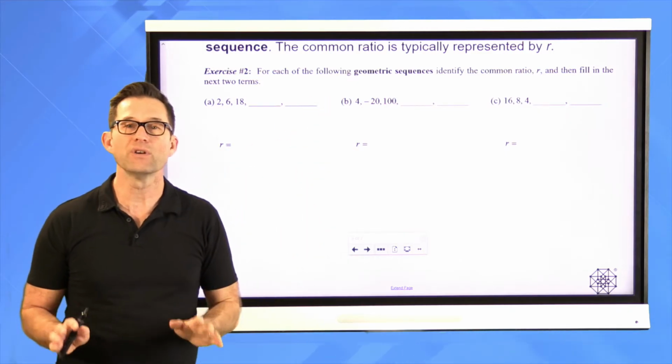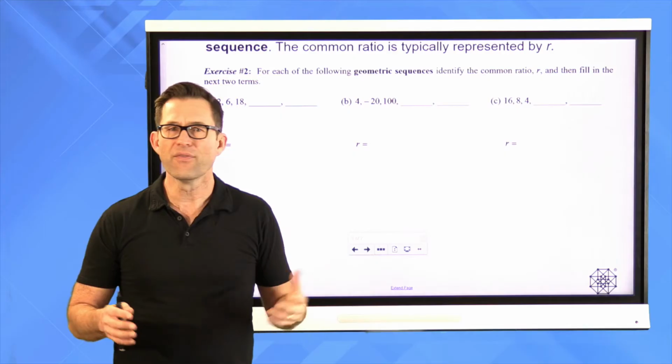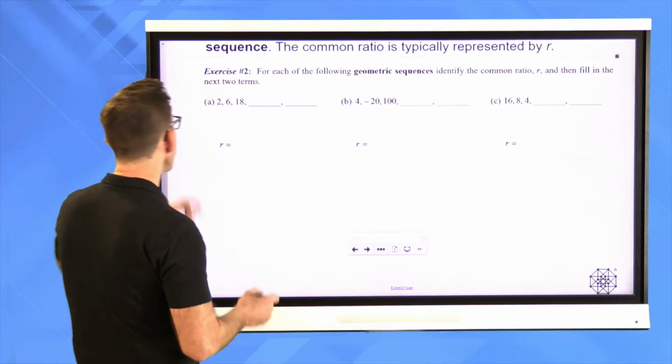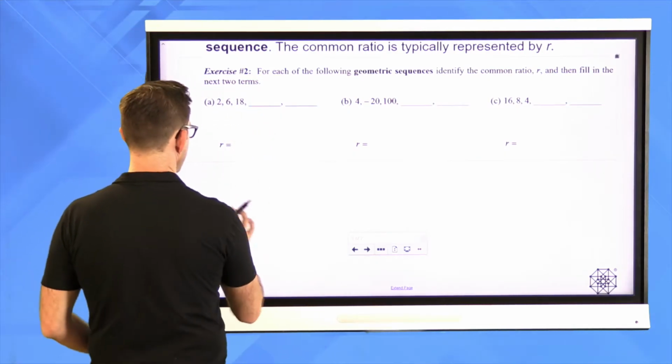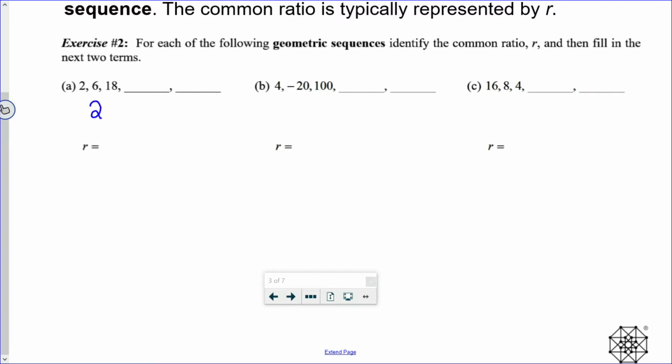And I really want you to understand, right? Let's talk about letter A. I could think about it as, well, I have to do 2 times r to get 6. So what is r equal to? r is equal to 6 divided by 2, or 3. Now I could also do r equal to 18 divided by 6, which is also 3, right? Common ratio, same number.